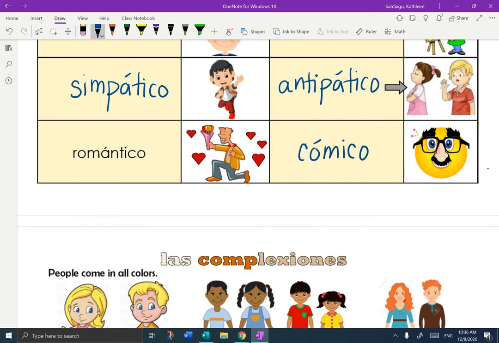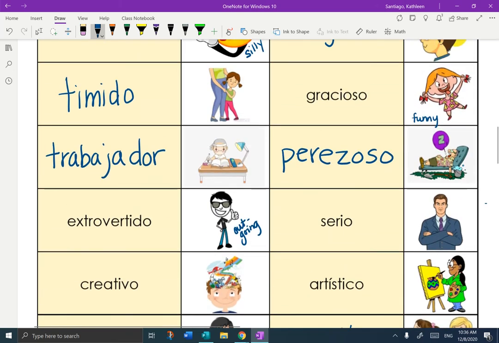So I did realize that I forgot one that's also a cognate, so I'm going to add it here at the bottom, atlético. Atlético. Okay, that one is a cognate, so I'll just leave it at the bottom, athletic, atlético. So let's just review them once from the top.